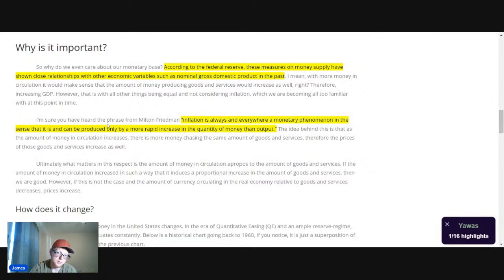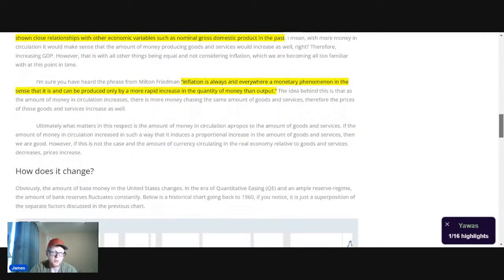And the caveat he puts in the second half of the sentence is basically, if productivity, meaning the amount of goods and services, increases at the same rate, or proportional to the money supply, then you're fine. Otherwise, no.